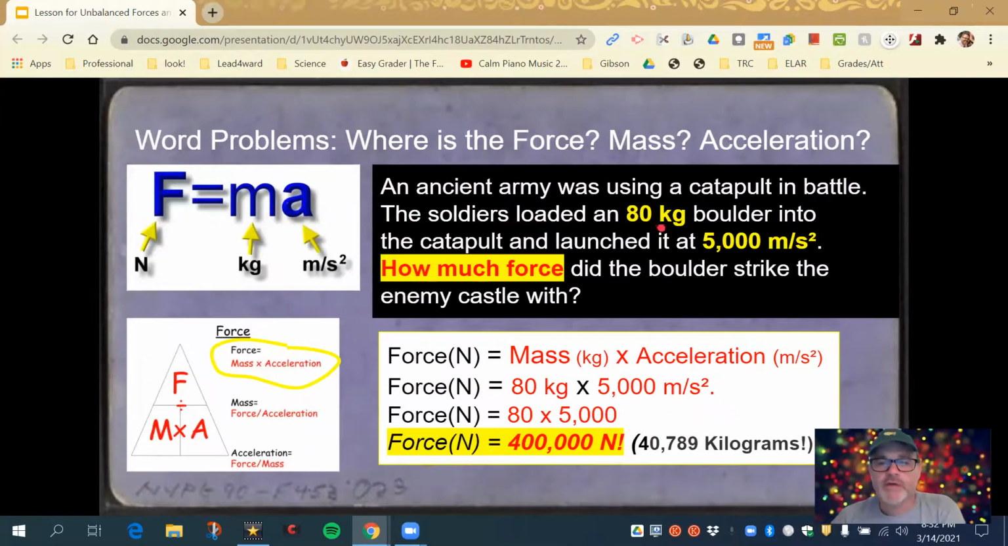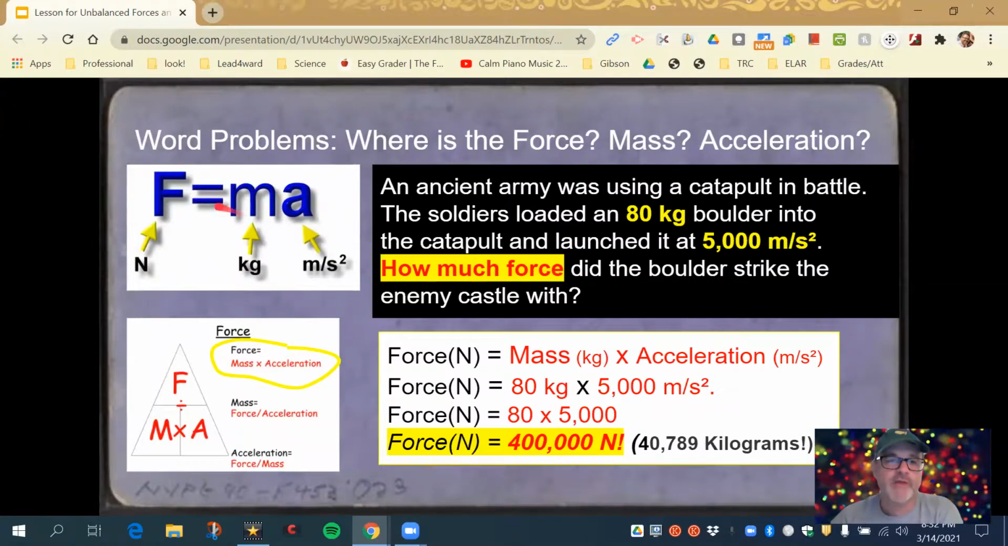So the soldiers loaded an 80-kilogram boulder. Well, kilograms, we said that is the mass, so that means they're giving us the mass there. Into the catapult and launched it 5,000 meters per second squared. Well, meters per second squared is acceleration. So they just gave us the mass and they just gave us the acceleration. That means that they have to be asking us for force. So let's see if that's true. How much force, there it is, did the boulder strike the enemy castle with?